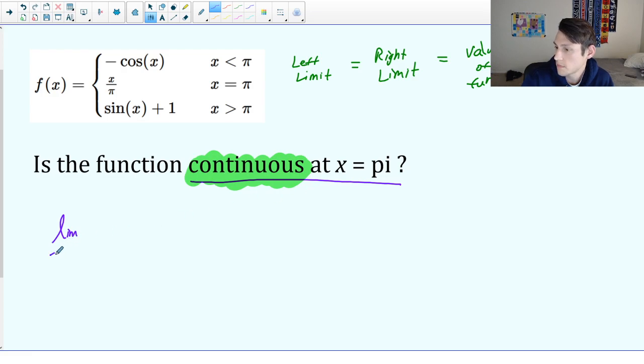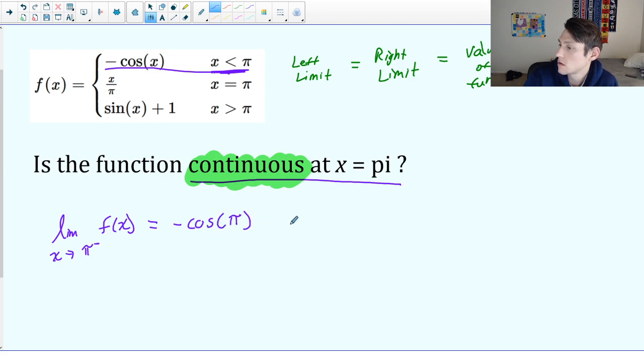So the limit as x approaches pi from the left, right? We denote that with that little minus sign. So as we come from the left, with piecewise functions we have to be careful. So we're thinking about x values that are less than pi, right? But they get closer and closer and closer to pi, but they're still less than pi. Okay, so that would fit here. So I should be using negative cosine of pi.